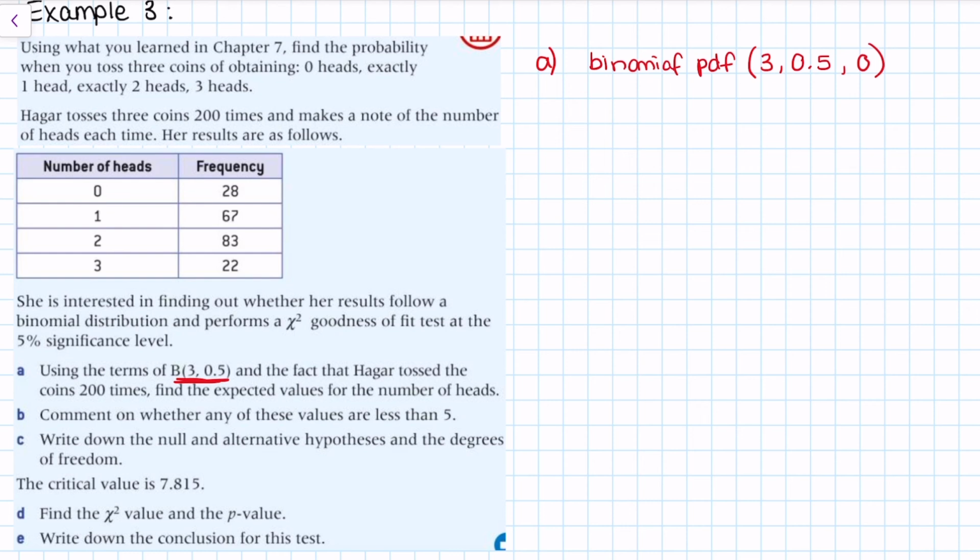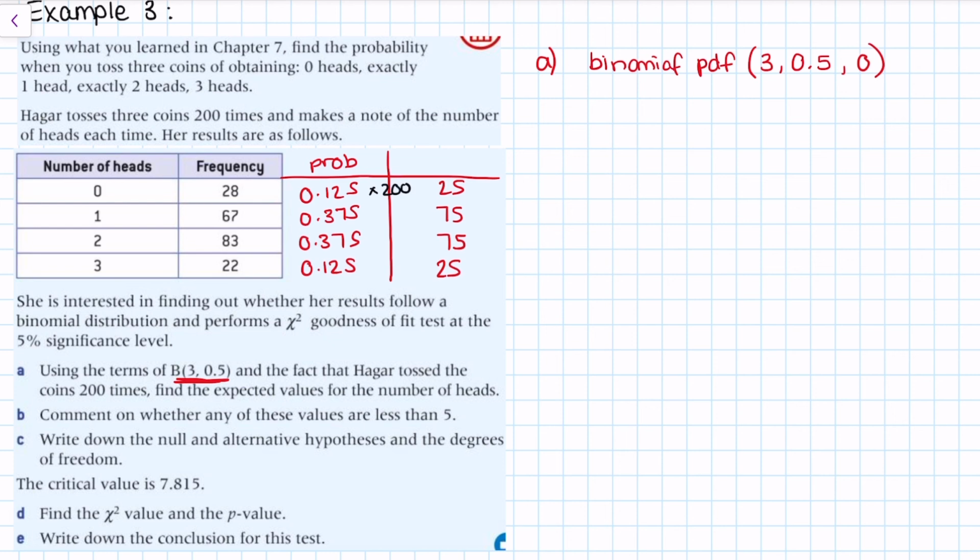We'll just add to the table here. And we'll find the probability as 0.125, 0.375, 0.375 and 0.125. And to find out expected, multiply those by how many times we're tossing the coin, which is 200. So times by 200. And then we'll find our expected values are 25, 75, 75 and 25. B, comment on whether any of these values are less than 5. We can look at our expected and say none of them are less than 5, they are all greater.